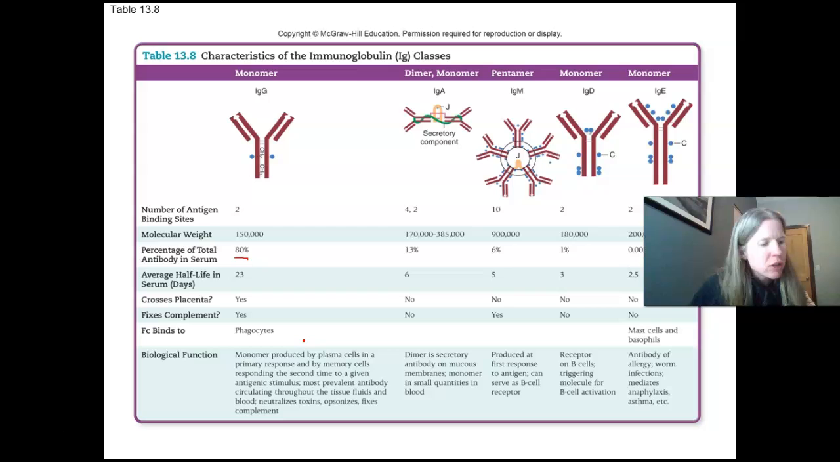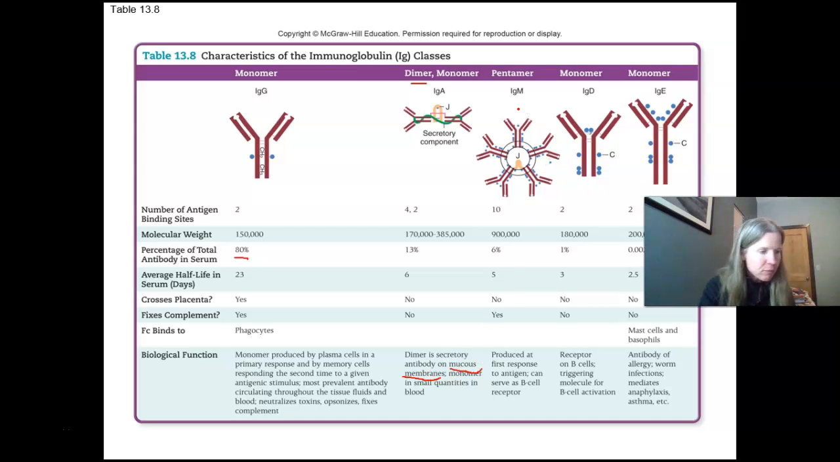Yep, so highest concentration, longest lasting, and able to cross the placenta. That's what I wanted to point out there. IgA, notice it has kind of 2 ends on it. They're calling it a dimer. Again, not essential. But notice it doesn't cross the placenta, but it does get passed on to a baby through breast milk. IgA is really the main antibody on mucous membranes, so this is an important one for protecting, say, the respiratory tract.